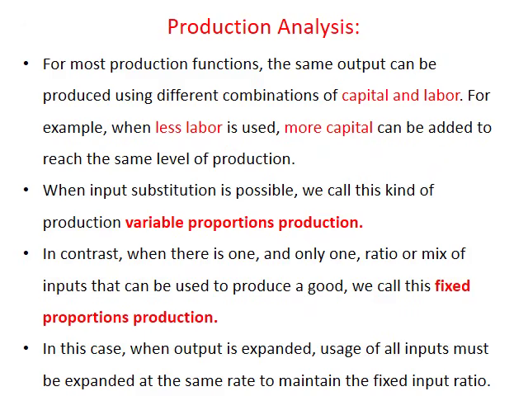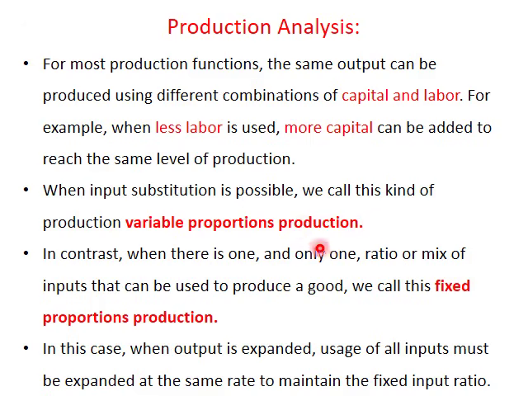For most production functions, the same output can be produced using different combinations of capital and labor. Sometimes we may compensate the labor with capital. We may increase the capital and decrease the labor. For example, when less labor is used, more capital can be added to reach the same level of production. When input substitution is possible, we call this kind of production variable proportion production.